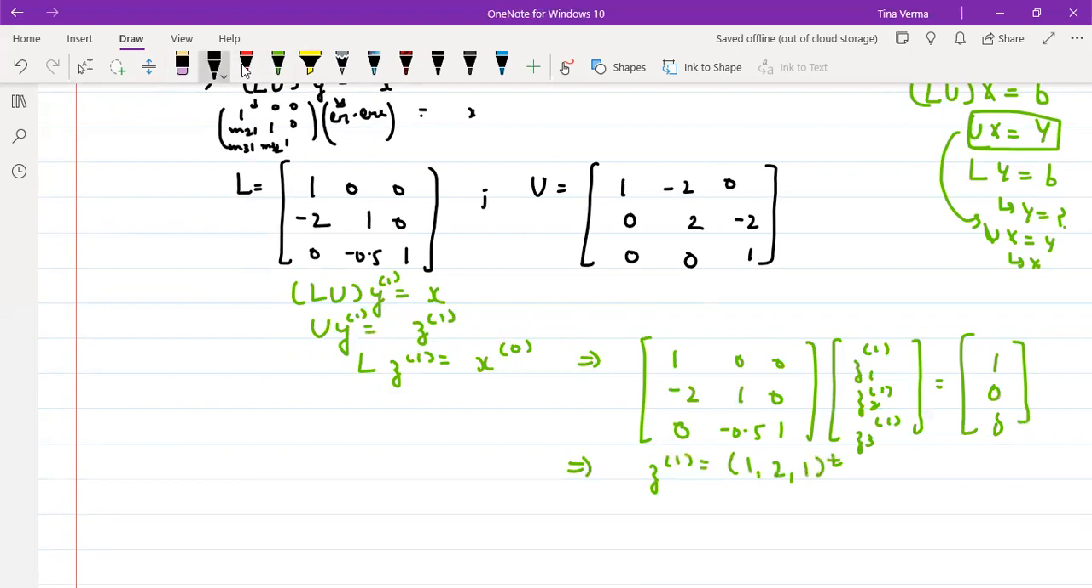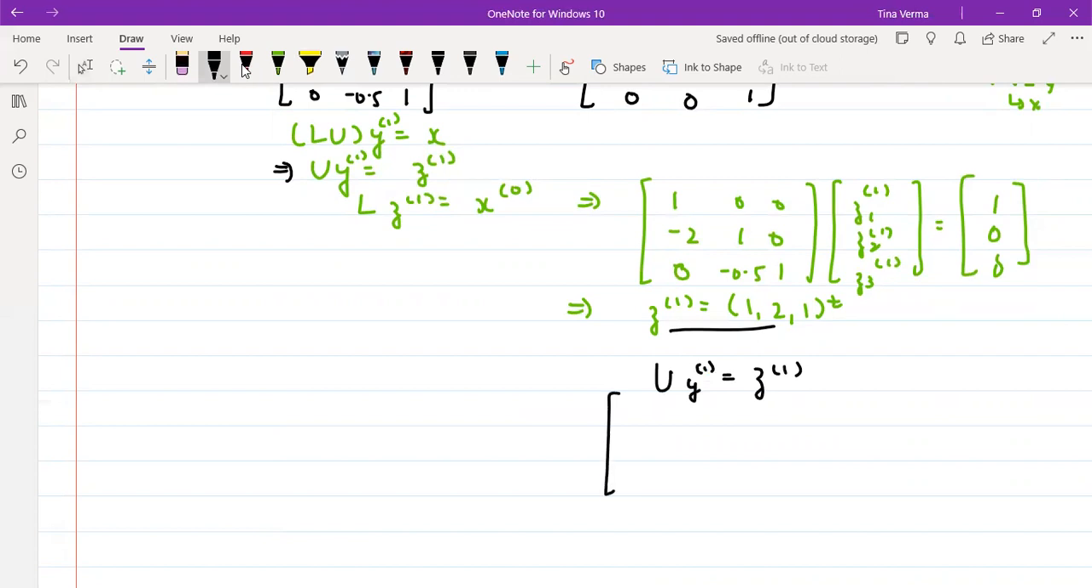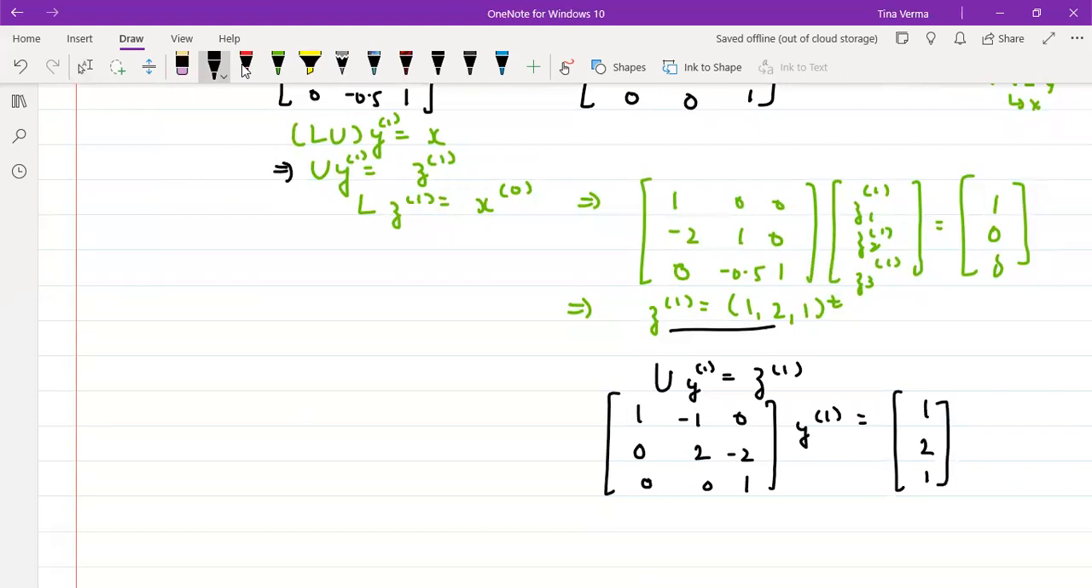Now since we have obtained the value of z, we will substitute it in this equation. From here, Uy will be equal to z1. The U matrix, which you have already obtained, is 1, -1, 0, 0, 2, -2, 0, 0, 1, and the vector is your y1 vector, and the z vector you have already obtained is 1, 2, 1. When you solve, you will get the y1 vector as 3, 2, 1.